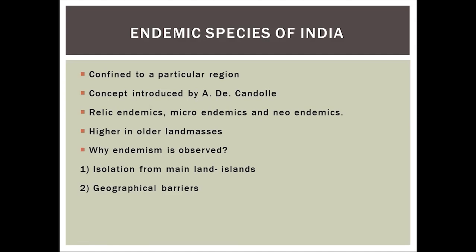Then we have discussed what are microendemics. Organisms that evolve from other plants or other species in a given area, these are known as microendemics. Then we have discussed what are neoendemics. The changing ecological condition creates an environment that is suitable for evolution of a species. So the new species that are seen are known as neoendemics.